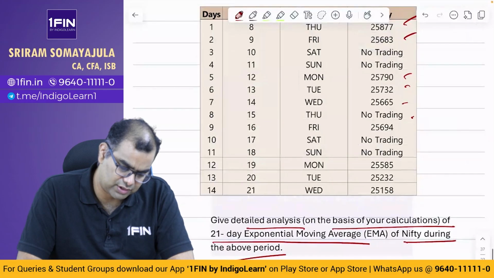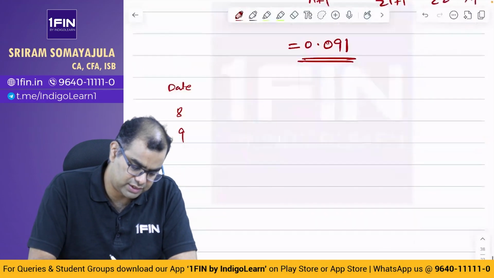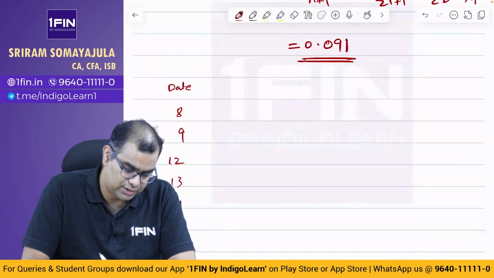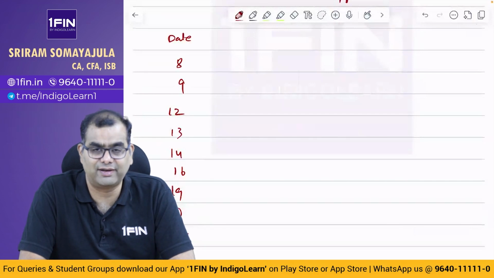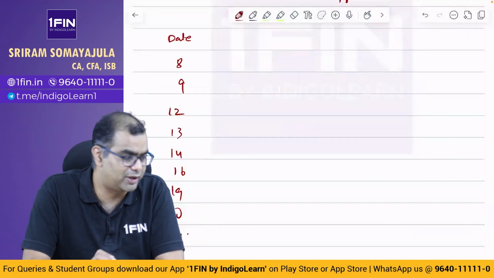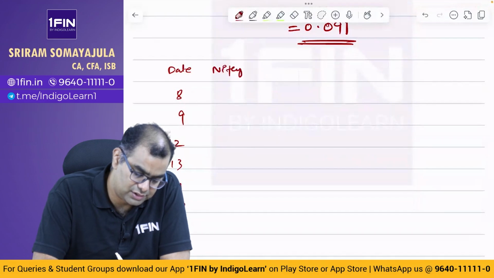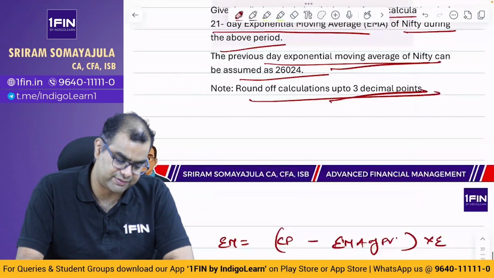8, 9, 12, 13, 14, 16, 19, 20 and 21. These are the dates, because we don't have the non-working days, we need not compute. Okay. Then we have to take the Nifty value. What is the Nifty value for that day? It is 25,877.